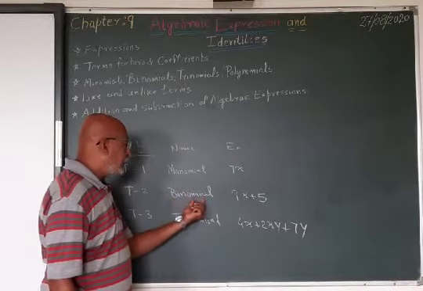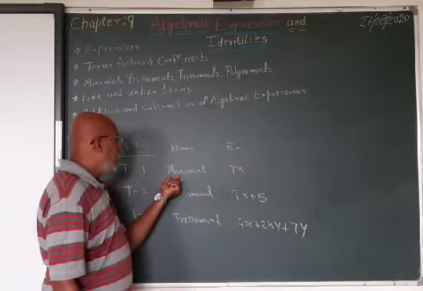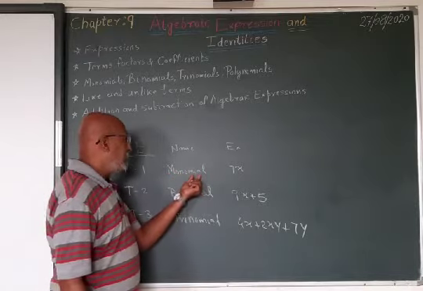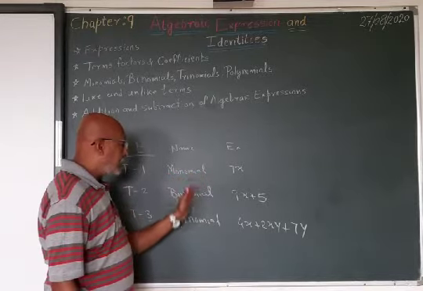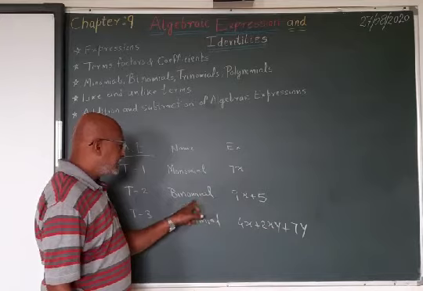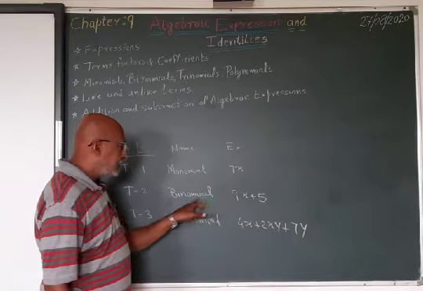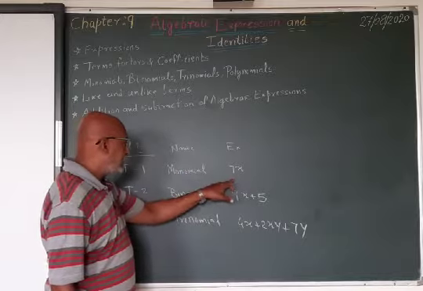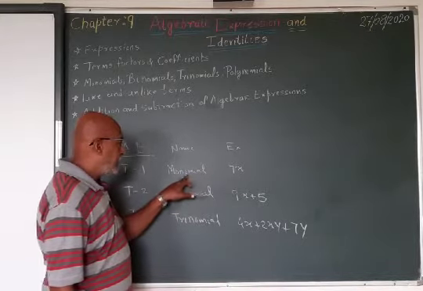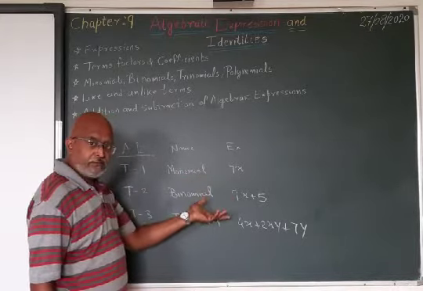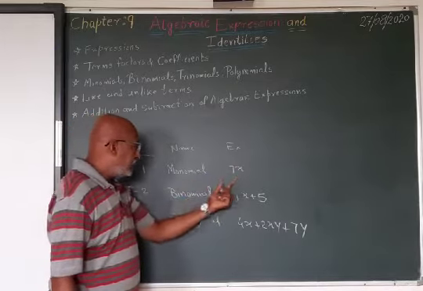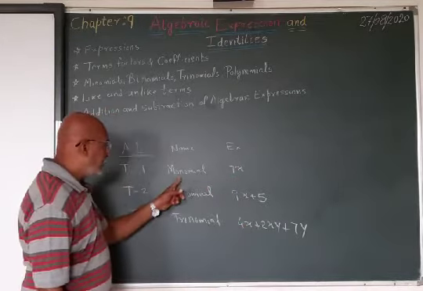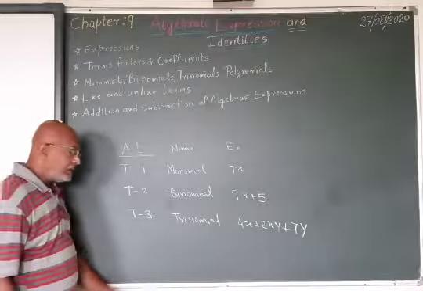Bi means 2, nomial means terms. Mono means 1, and nomial means term. So 1 term, 2 terms, 3 terms: monomial, binomial and trinomial.